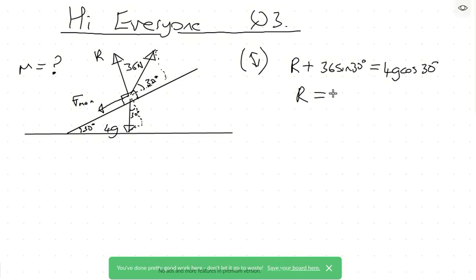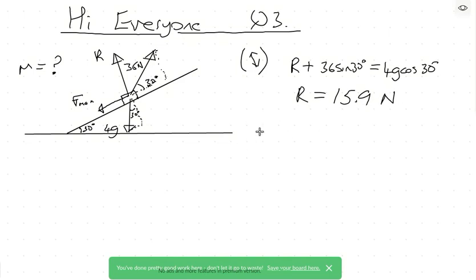So now I'm just going to work it out on my calculator. 4 times 9.8 times cos of 30. Make sure you calculate in degrees. And then take away 18 because sine 30 is a half. And we end up with 15.95 newtons. Let's say 15.9 and work to 3 sig fig.